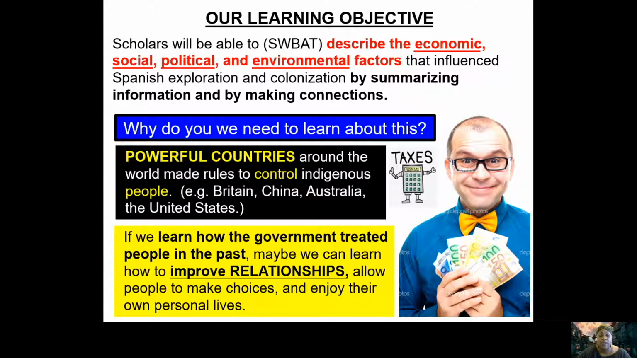And so we want to learn how the government treated people in the past, so that we can learn from that information and be able to make changes in our future and in our present time by making sure that everybody has choices and everybody has a right to live their own personal life. So let's take a look today at Spain and how Spain was able to colonize and explore the New World.